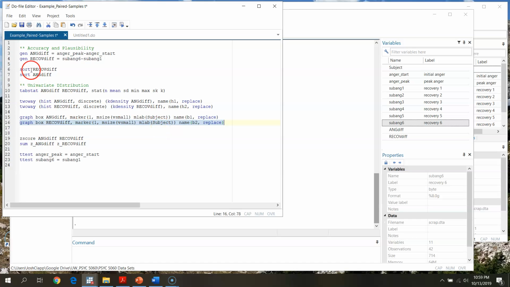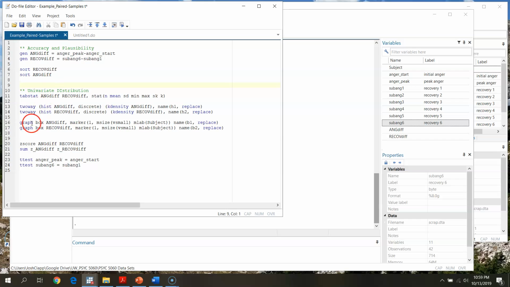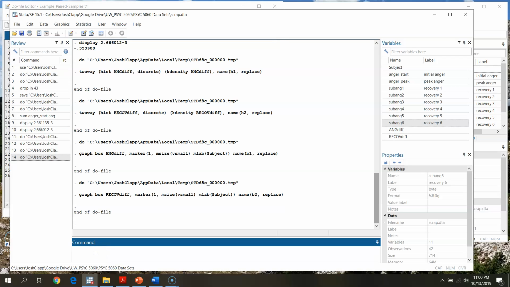Okay, so we've looked at accuracy, plausibility, looked at our univariate distributions. The last thing I wanted to screen here for our paired sample tests is extreme values. So what we're going to do is request our z-scores for anger difference and anger recovery. Now remember, z-score is a user-defined program, and so we have to upload that into Stata.